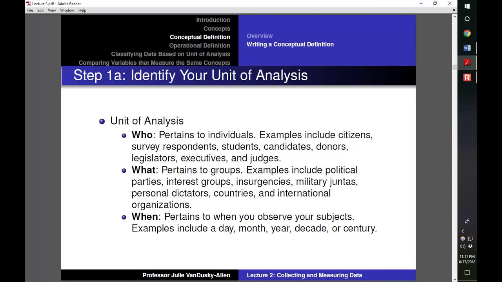The who of a unit of analysis could include a lot of different types of individuals. It could be individuals such as survey respondents, students, candidates, legislators, or judges. The what of a unit of analysis could include a lot of different types of entities. It could be political parties, countries, or international organizations. The when of a unit of analysis tells us when the who or what existed in time. It could be days, months, years, or even centuries.